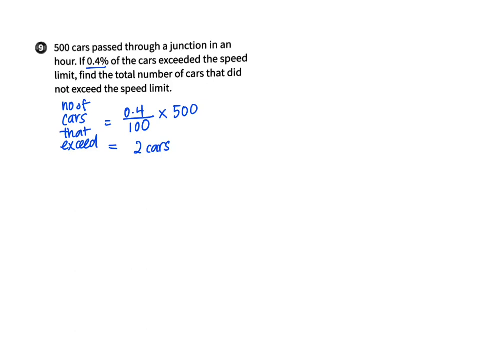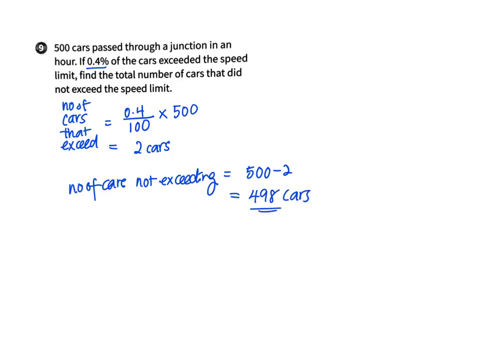So find the total number of cars that did not exceed the speed limit. So number of cars not exceeding. How do we find the answer? We will have originally 500, right? So 500 minus 2 cars to give me 498 cars. Have you gotten the answer?